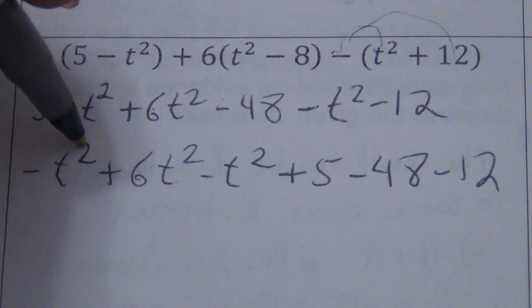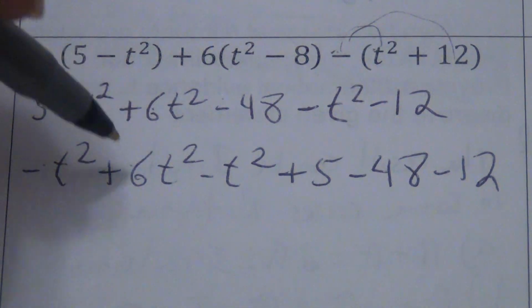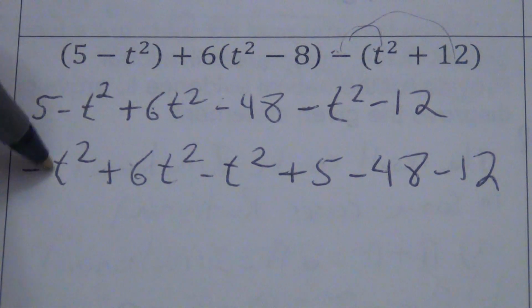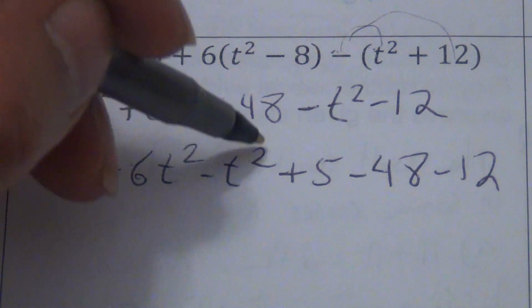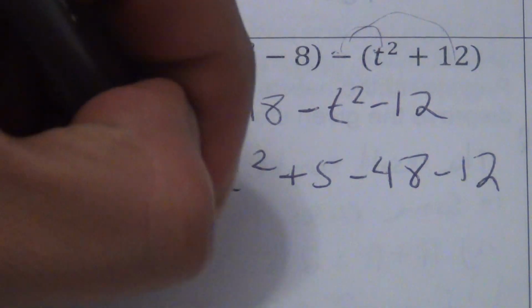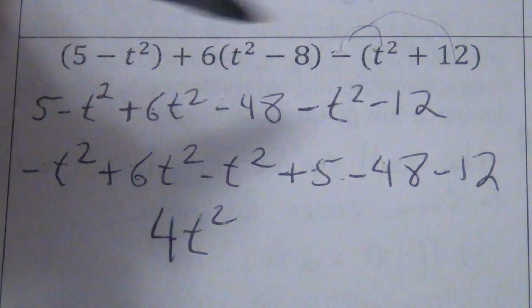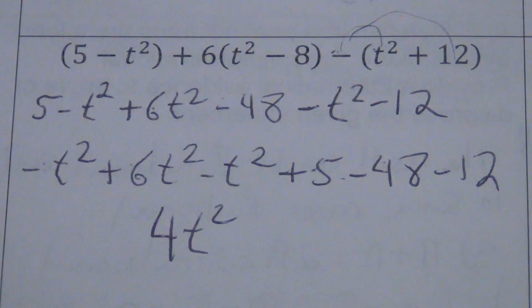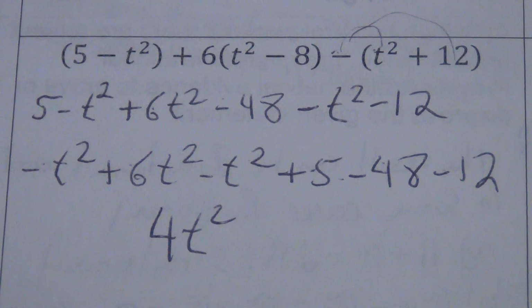Okay, now let's see. Negative 1t squared, these are negative 1, right? 6 minus 1 is 5. 5t squared minus 1t squared is 4t squared. And then 5 minus 48 minus 12, you know what to do. Remember, write a little smaller so your written explanation fits in there.